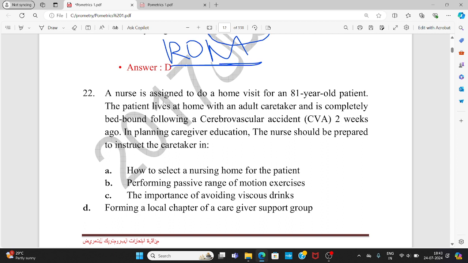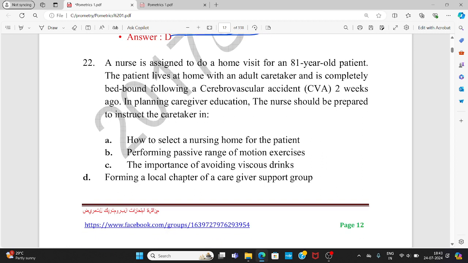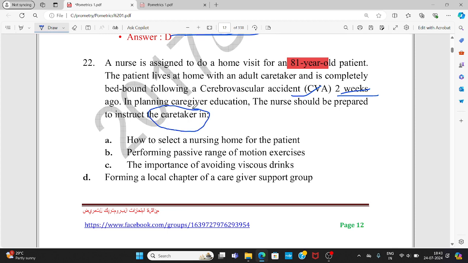Next one. A nurse is assigned to do a home visit for an 81-year-old patient. So it is an elderly patient. The patient lives at home with an adult caretaker and is completely bedbound following a CVA. So the patient has had a stroke, is completely bedbound, and it happened 2 weeks ago. In planning caregiver education, the nurse should be prepared to instruct the caretaker in. So you are going to give some education to the caretaker.